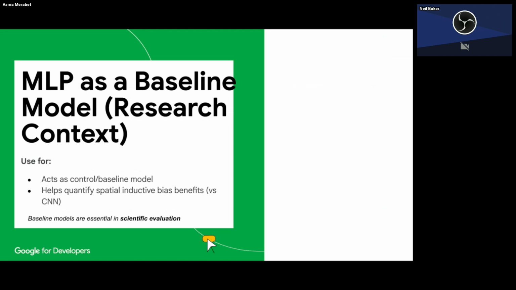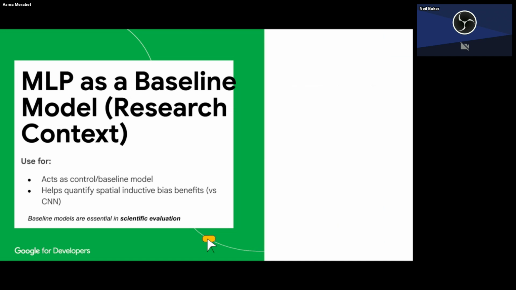This is really impressive results. But what the reviewers will ask, they will ask how much of the performance comes from the ViT architecture compared to just having a really big model. So here we need to use a baseline model like the MLP.